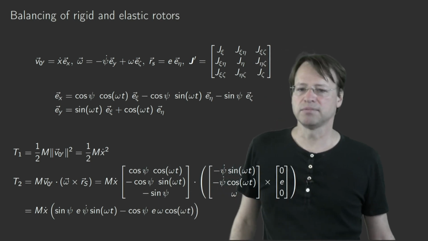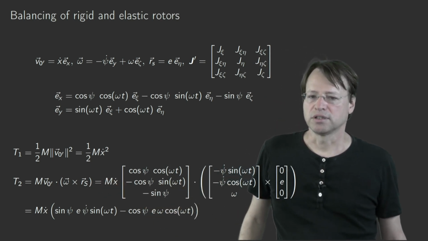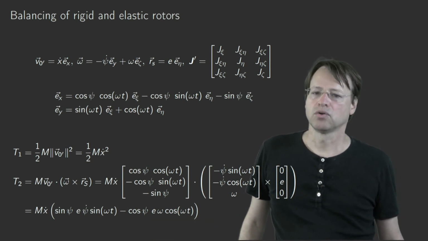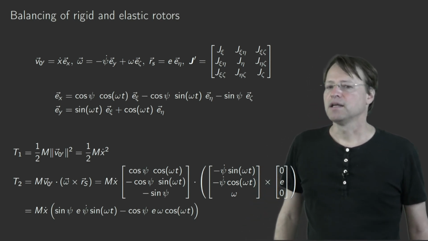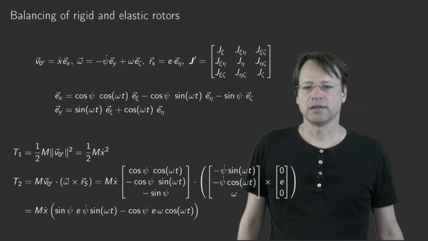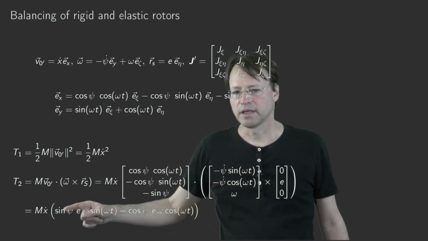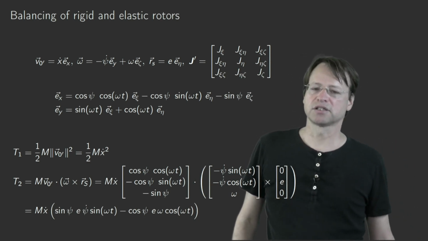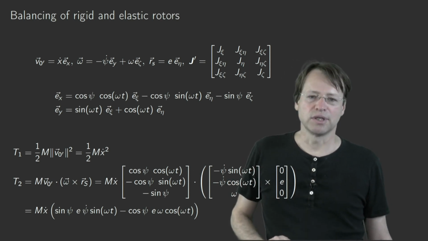expression: m x prime sine psi E psi dot sine omega t minus cosine psi E omega cosine omega t. Now this expression is clearly nonlinear in the coordinate psi, and there's also a nonlinearity with respect to that x dot here. How can we save that situation?